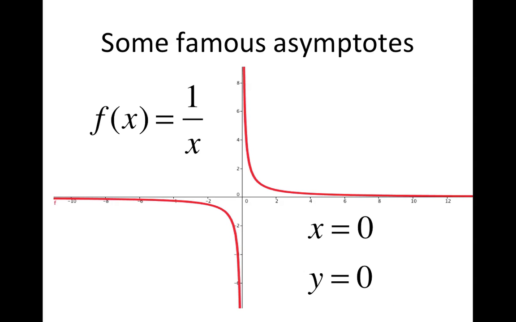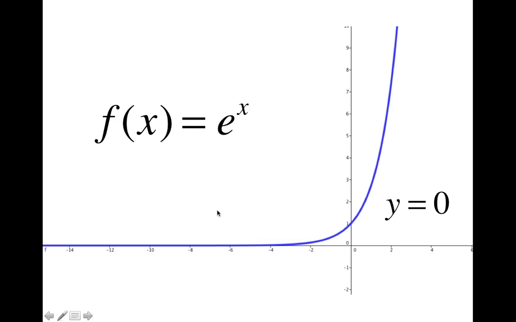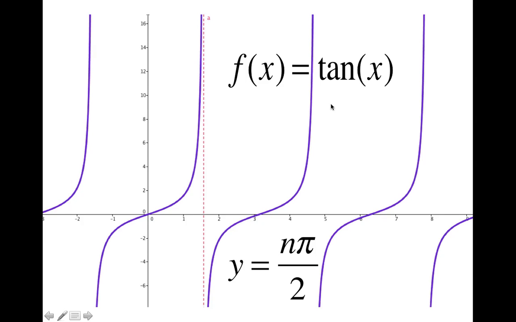Some famous asymptotes: 1 divided by x. Here you can find asymptotes at y equals 0 and x equals 0. e to the x is another famous one. You're going to find that this function, e to the x, never touches 0, so you have an asymptote at y equals 0. Another one is a trigonometric function, tangent of x, that has an asymptote at x equals n pi divided by 2, and the function never touches it.